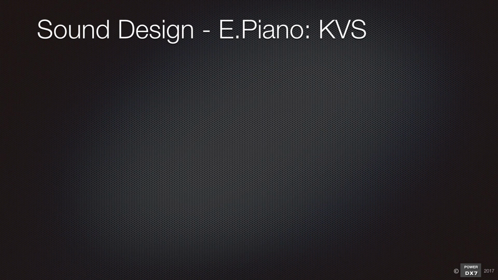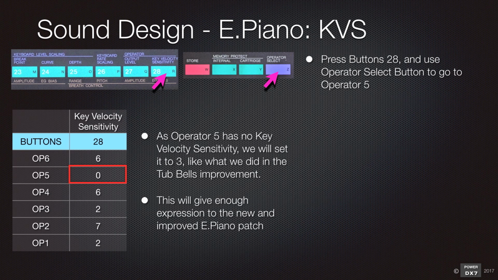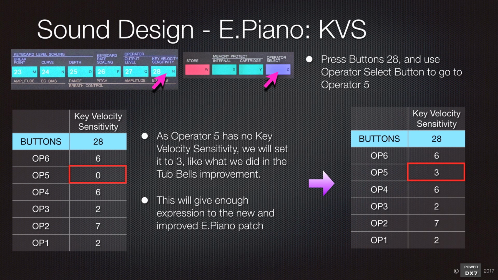We will give a final touch to the new E.Piano patch. Press button 28 and use operator select to go to operator 5. As operator 5 has no key velocity sensitivity, we will set it to 3, like what we did in the tube bells improvement tutorials. This will give enough expression to the new and improved E-piano patch.